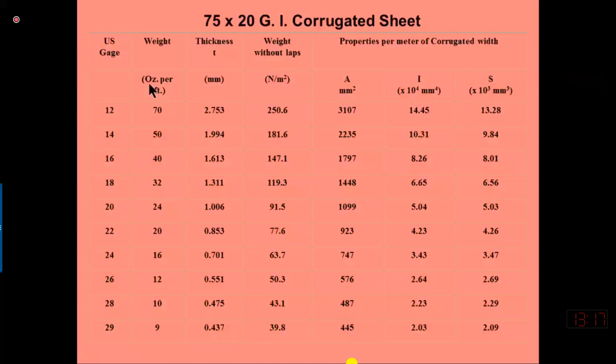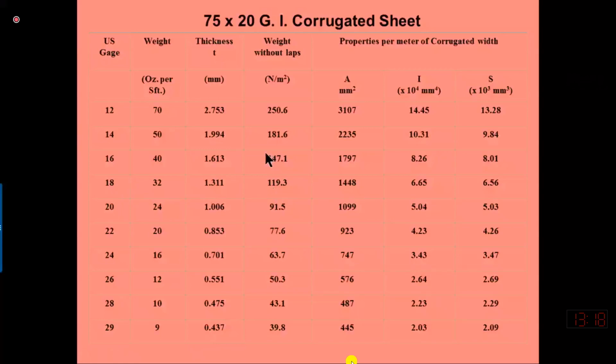So for example, you don't need to assume the weight of the lowest gauge sheet, which is 250.6. From here you can assume the approximate weight for the start of the calculation, maybe for gauge 20 or gauge 18 or maybe gauge 16. So for gauge 18, the weight is 119.3 Newton per meter square. If you divide this value by 9.81, you can convert into kilogram. So in kilogram, I believe this weight is around 12 kilogram per meter square.